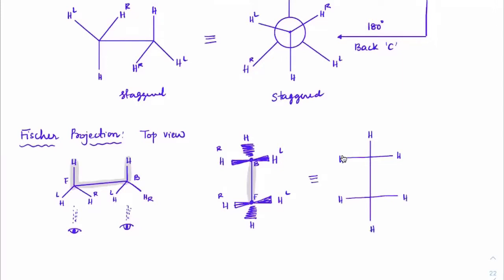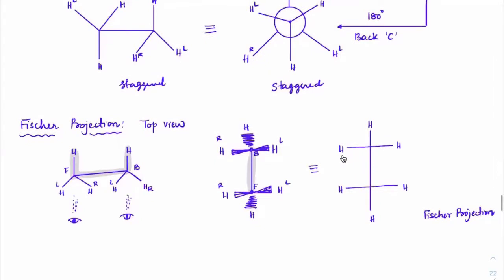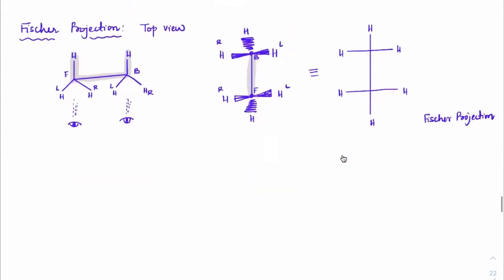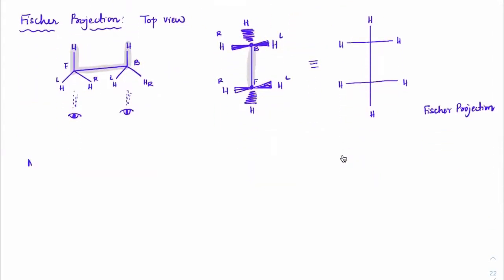So this is a three-dimensional view and this is a two-dimensional view. So this two-dimensional view which I have put down, this is called Fischer projection. And one very important note, Fischer projection is always the eclipsed form of that molecule. Okay, Fischer projection will always be the eclipsed form. So I'll just make a note of that and write these important points.